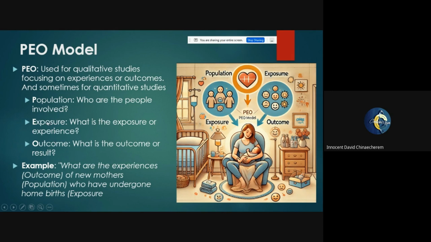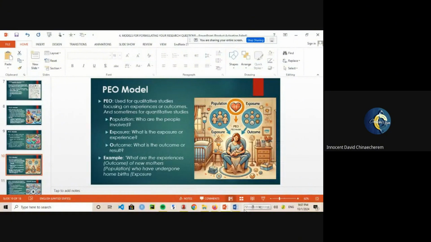So who are the people involved? What is the exposure experience? What is the outcome result? So here's an example. What are the experiences? Experience now becomes an outcome of new mothers, population, who have undergone home birth exposure, right? So that is it. So we can also give an example of that as well.